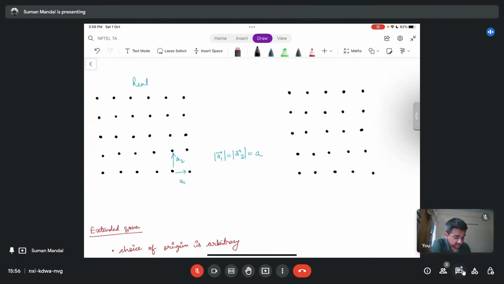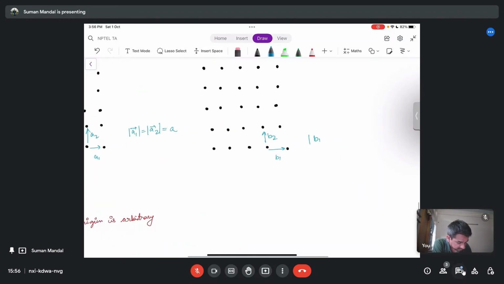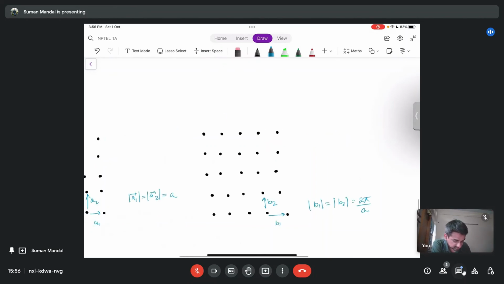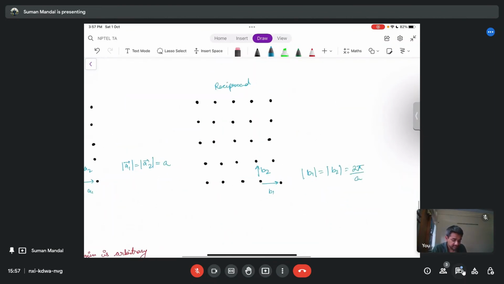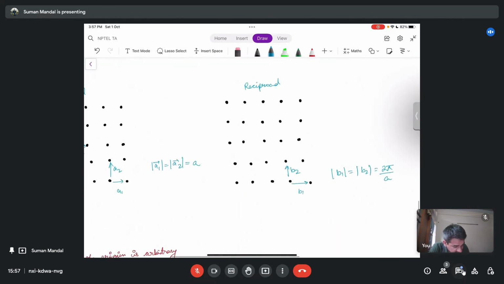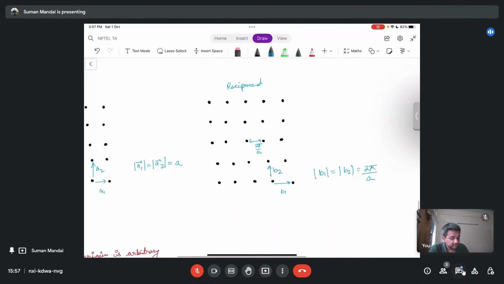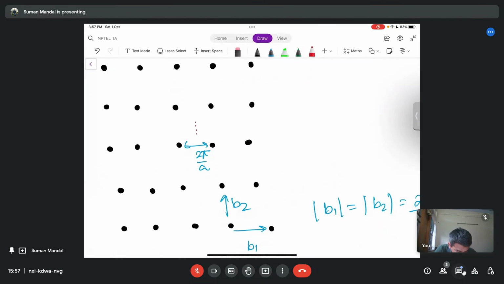But the distance, the lattice parameters, which are now b1 and b2, we take the magnitudes of these, there will be 2 pi by a in the reciprocal space. It's identical to this one. The lambda becomes 2 pi by lambda, so lattice parameter becomes 2 pi by a. So here, if this was a, this is now 2 pi by a. Now if you draw Bragg planes here, they will intersect this. So these will be the Bragg planes.